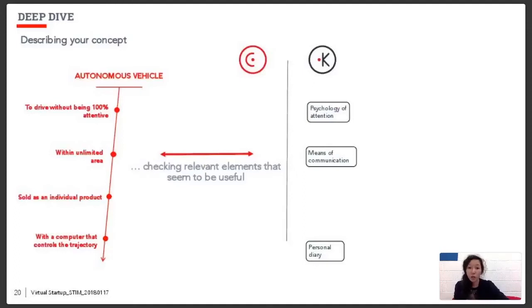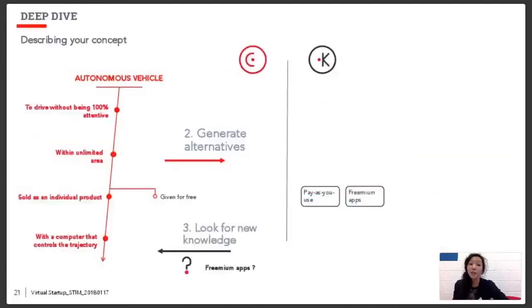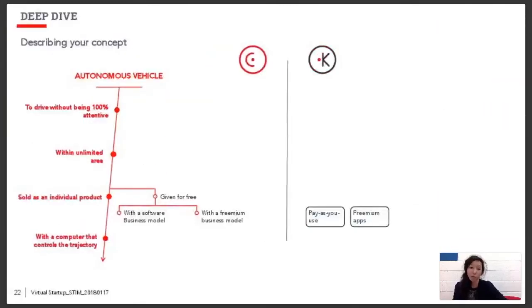So you will try to see what are the different alternatives that you can imagine right from the start. Of course, it's pretty easy. If we're talking about selling as an individual product, we can also give it for free. Since we're giving it for free, what are the business models that will allow you to actually explore and have new values? So basically new business models such as pay as you use or freemium apps, and you're going to use that knowledge to identify the sub-concepts of your solution.